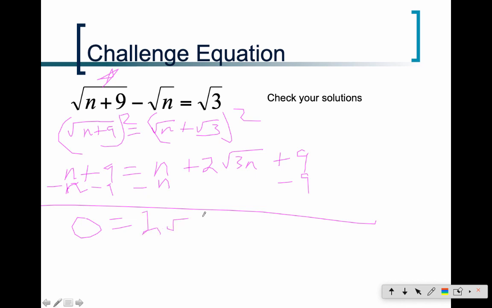0 equals 2 square root of 3n. Well, the only thing n can be here is 0. We could keep going. Divide by 2 is 0. Squared is 0. Divide by 3 is 0. n equals 0. Check your work. The square root of 9 minus the square root of 0 is 3. It works. That's an ugly looking 0. That's even worse. The answer is 0. There it is. So you can work on those guys for that one, and yeah, have a great day.